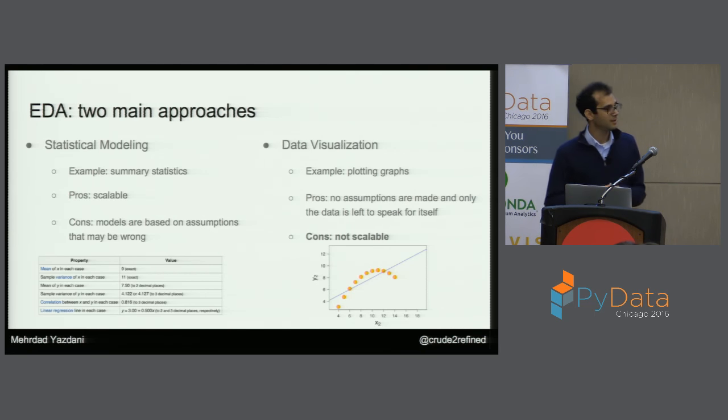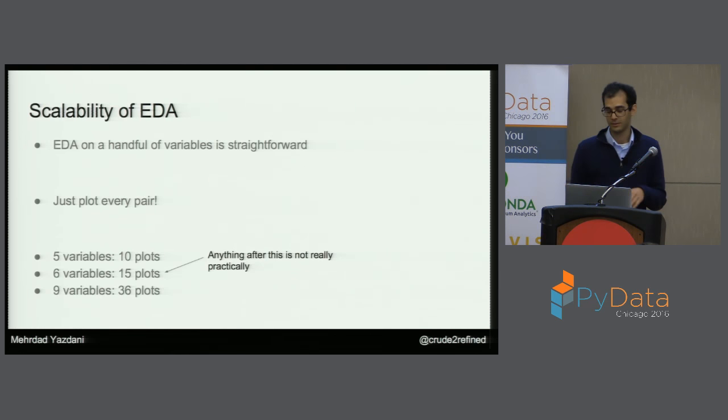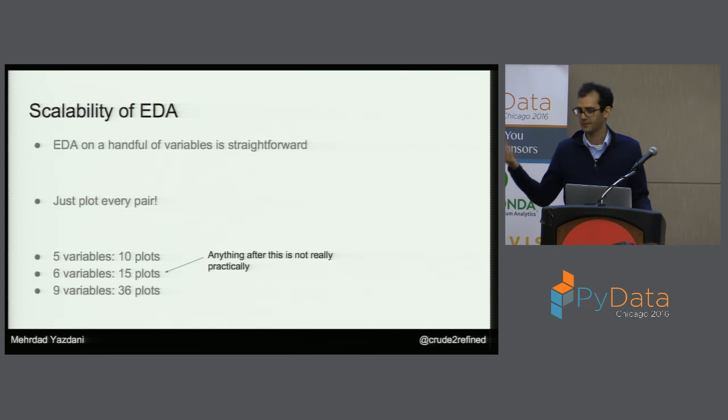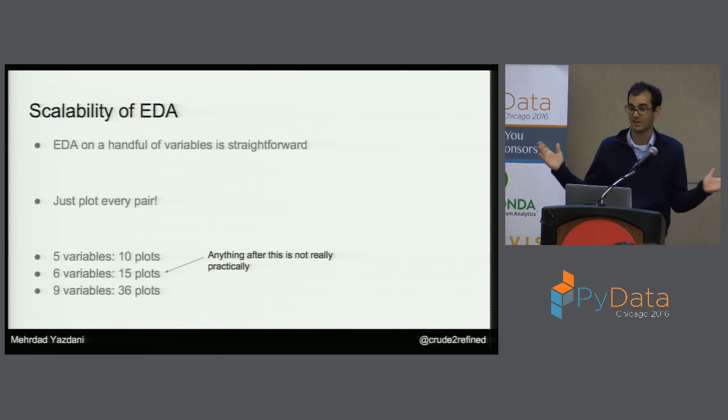But visualization comes from the assumptions that you have to make for running summary statistics, and the problem is that it's not really scalable to visualize every relationship, every variable in your data, right? So the typical thing that we do is we usually look at a couple of variables in scatter plots or histograms or box plots, right? If you're just looking at scatter plots and you have five variables, that's basically 10 plots for you to look at. You just look at every pair. If you have six variables, you have 15 plots.